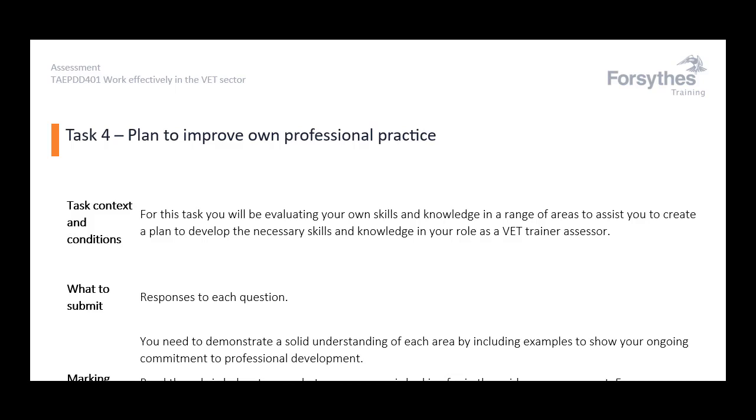Task 4, the final task in this particular unit of competency, is where you get to plan and improve on your own professional practice. In this task, you'll be evaluating your current skills and knowledge in a range of areas that will help you create a plan to develop the necessary skills and knowledge in your role as a vocational education and trainer in the future.